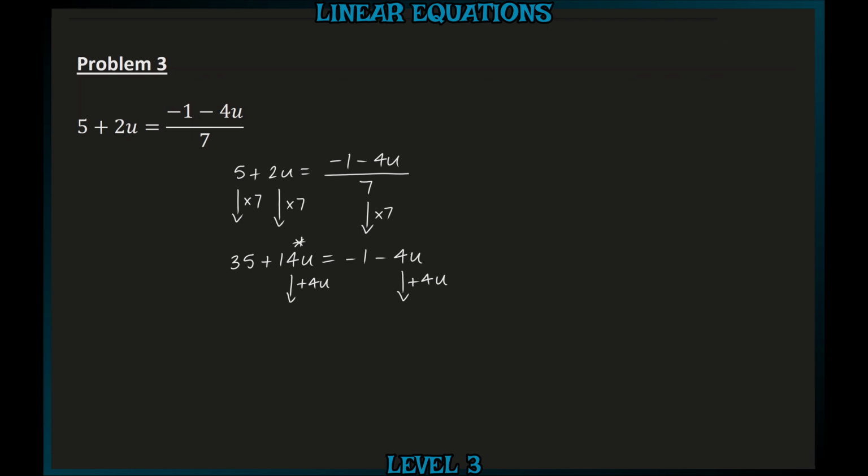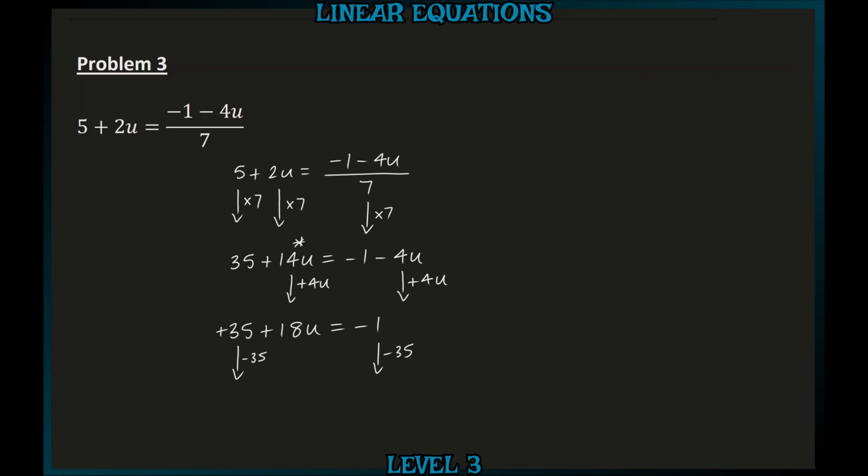So starting on the left, we have 35, and then 14u plus 4u is 18u, so we have plus 18u is equal to minus 1, and the minus 4u and the plus 4u cancel out. Going back to the left now, we want to remove this 35, and this is a positive 35. So we use its inverse, which is minus 35, and do exactly the same on the right hand side.